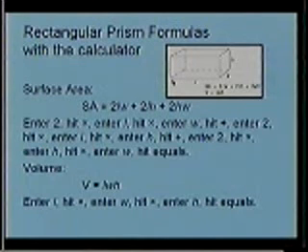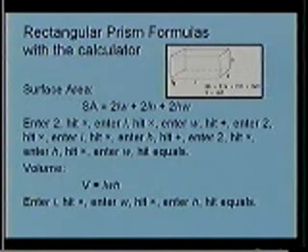For rectangular prism formulas, surface area is 2 times the length times the width, plus 2 times the length times the height, plus 2 times the height times the width. Because we have 6 faces, so we have to figure out the area for all of them. Enter 2, hit times, enter L, hit times, enter W, hit plus, enter 2, hit times, enter L, hit times, enter H, hit plus, enter 2, hit times, enter H, hit times, enter W, and hit equals.